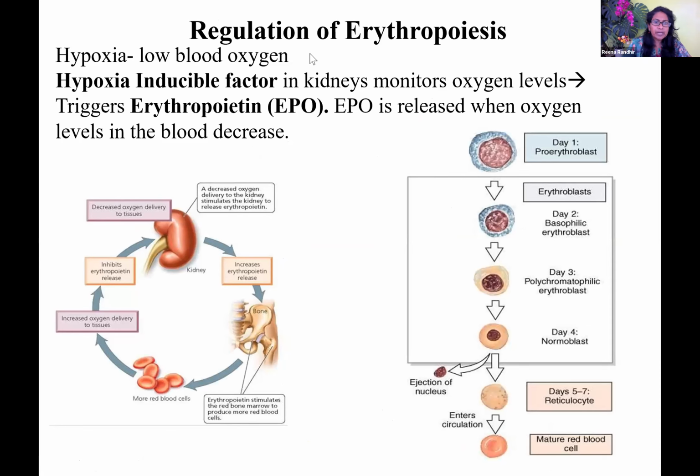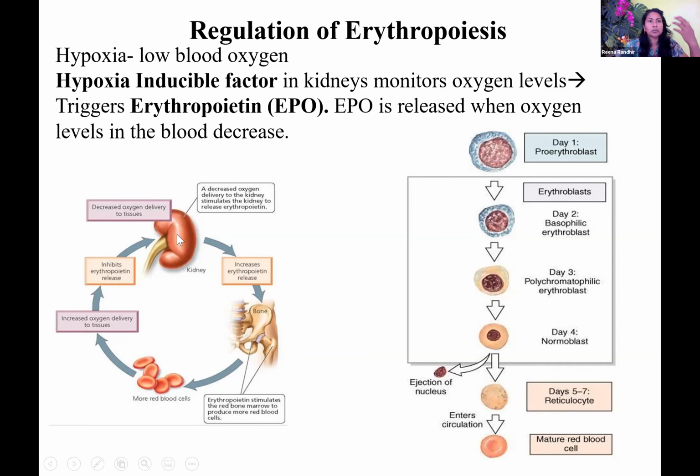So how do we regulate blood formation? Blood formation is called erythropoiesis. Hypoxia refers to a condition of low blood oxygen. When your body detects that there's not enough oxygen in the blood, there are receptors in the kidney. Hypoxia inducible factor in the kidney is constantly monitoring blood oxygen levels, and it picks up the signal as soon as there's not enough oxygen.